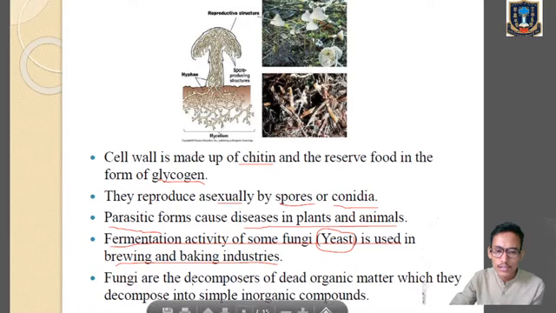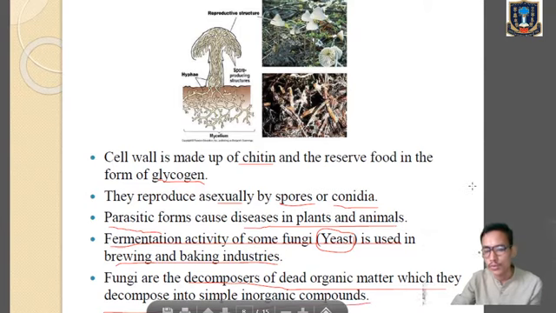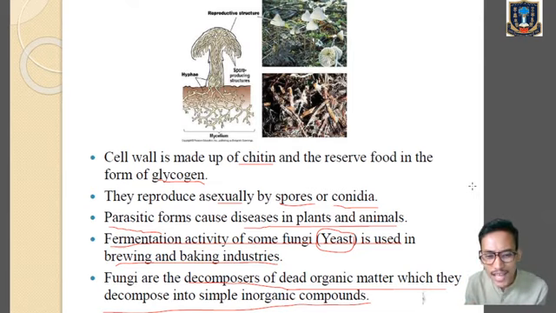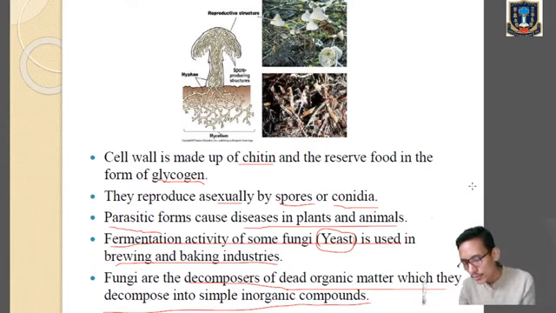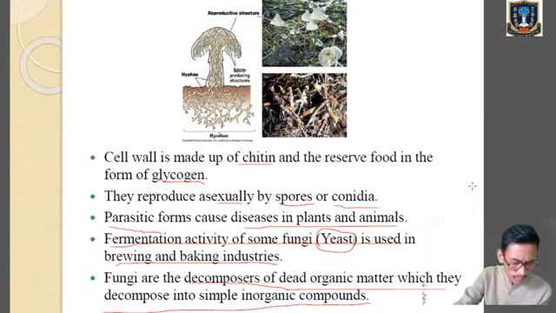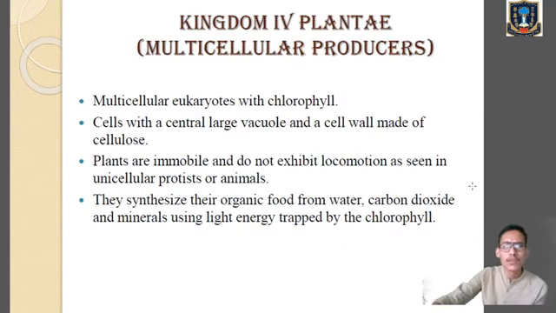Now, fungi are the decomposers of the dead organic matter, which they decompose into simple inorganic compounds. Fungi are important decomposers which help in the decomposition of dead remains of plants and animals. So the complex organic compounds will be changed into simple inorganic compounds, which will again be utilized by the producers, by the plants, as a source of nutrients. Clear? So here we have finished the kingdom fungi also.